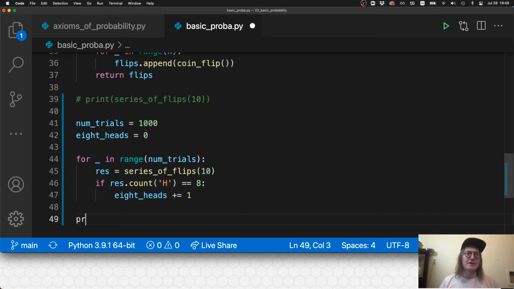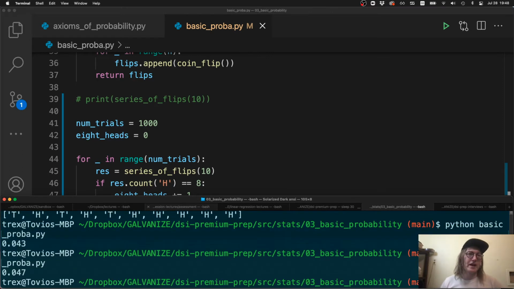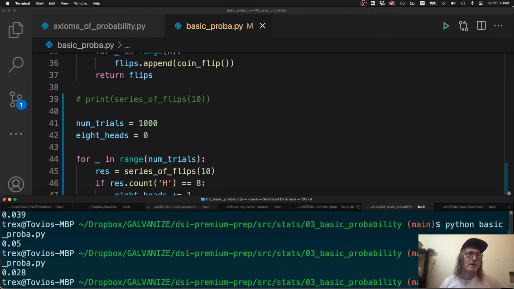So if I run this, I can simply say this is going to be 8 heads, how many times that occurs, over the number of trials. Okay? So this is another view of probability. So looks like probability of 8 heads could be around 4.3. Let's run that again. 0.043, or 4.3%, 4.7%, 3.9%, 5%, right? So we're seeing a lot of variation here. There's a fair amount of variance here.